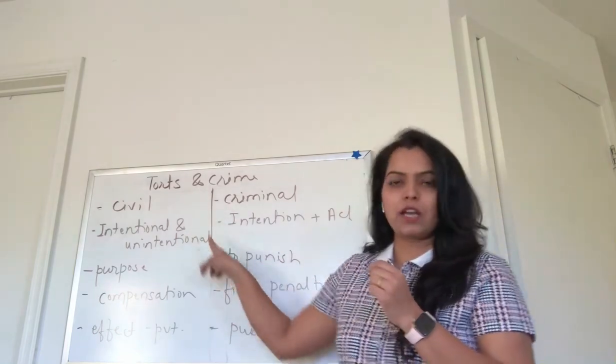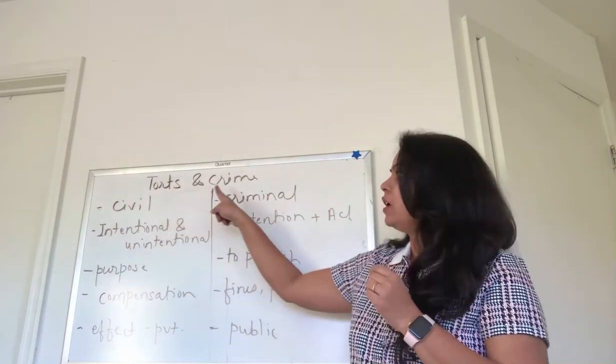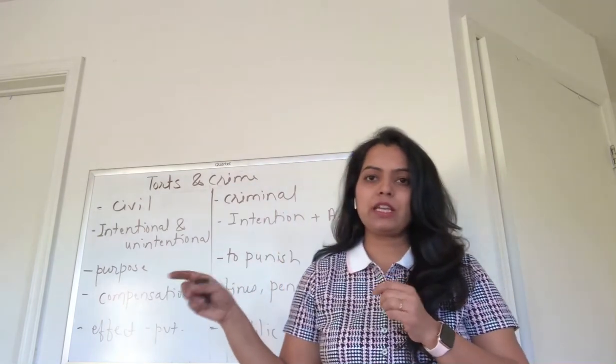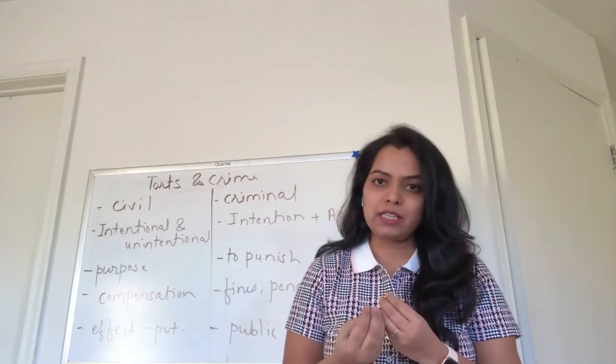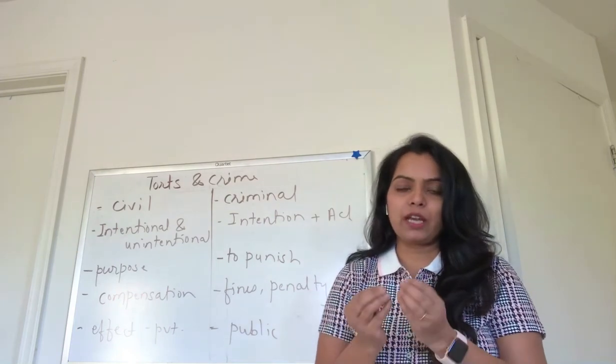Let us understand the difference between crime and tort in very simple words. So I made a chart for this. Tort is a civil wrong and crime is a criminal type of wrong. Civil wrong means it affects the parties or some people who are involved in the act.